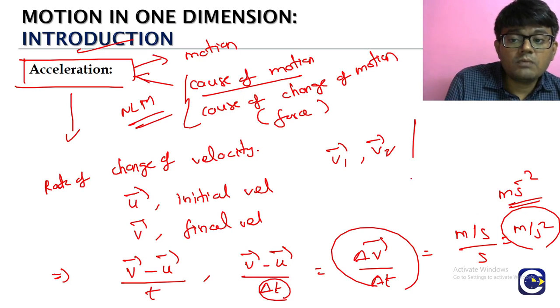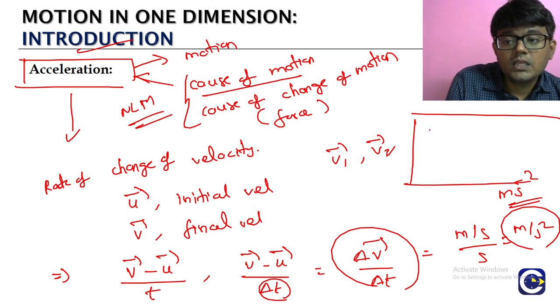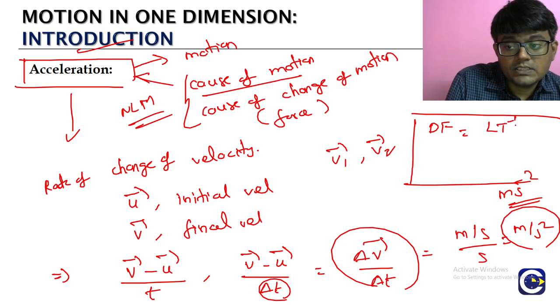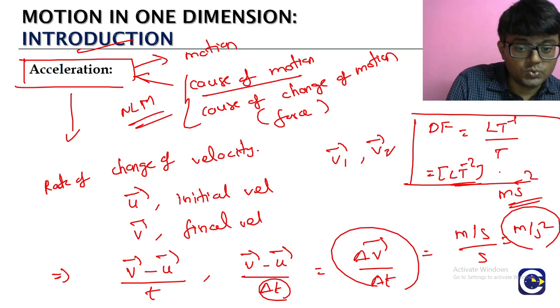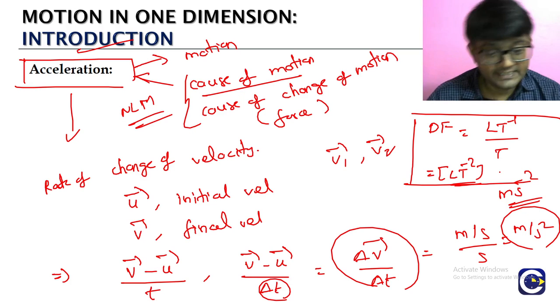What about the dimensional formula? What is there in the numerator? The change in velocity, which means velocity. The dimensional formula is L t power minus 1. The denominator is time. So what is the final dimensional formula? L t power minus 2. That is the dimensional formula for the acceleration.